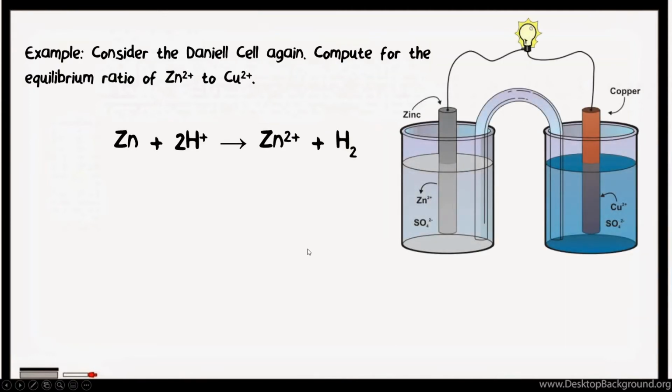So let's look at another example. Again, let's consider the Daniell cell. Now let's compute for the equilibrium ratio of zinc 2 plus and copper 2 plus.